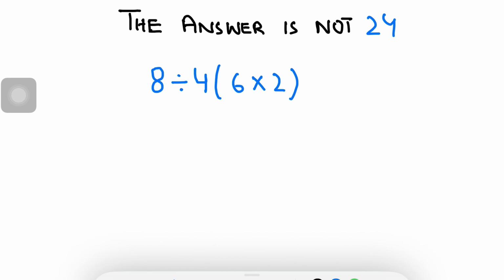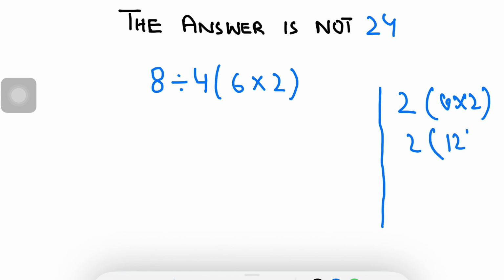The answer is not 24. 8 ÷ 4(6 × 2). So first of all, we simplify how we will get the answer 24. So now, first 8 ÷ 4 is 2, and 6 × 2. So now 6 × 2 is 12 and 2 × 12 is 24. So this is the wrong method.